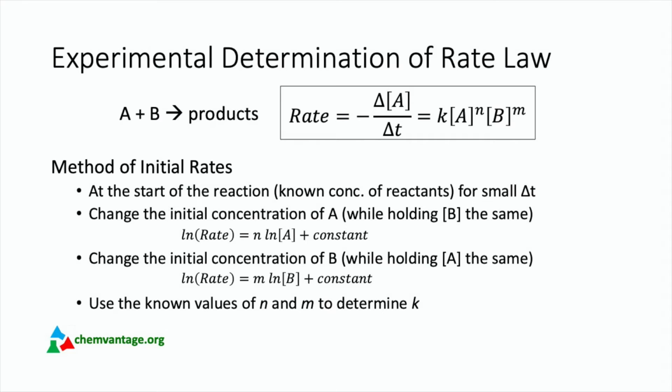A plot of the logarithm of the measured rate versus the log of initial concentration A will have a slope equal to N. A similar series of experiments varying the initial concentration of B while holding A constant can be used to determine the reaction order M with respect to B. With both N and M in hand, we can use any of the experiments to determine the value of k and assign it the proper units to complete the determination of the rate law for the reaction.